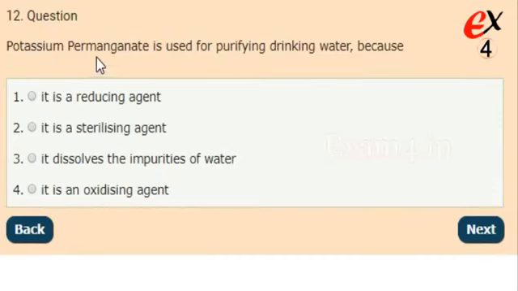Next. Potassium permanganate is used for purifying drinking water because. Options: it is a reducing agent. Option 2. It is a sterilizing agent. Third option. It dissolves the impurities of water. Fourth option. It is an oxidizing agent. Correct answer is option 4, because it is an oxidizing agent.